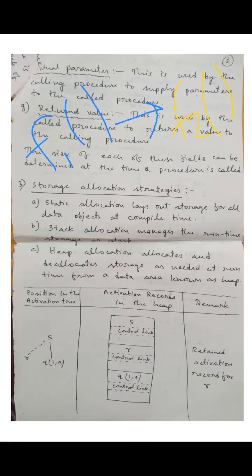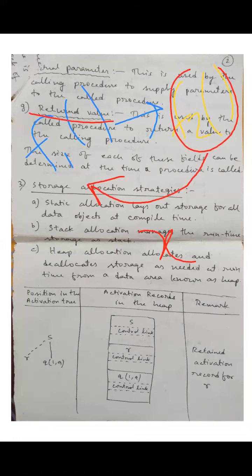Say after execution, function 2 returns a value, say value x, to function f1. So this return value that is returned by the called function is stored under the return value field. The return value field stores the value that is returned by any function.